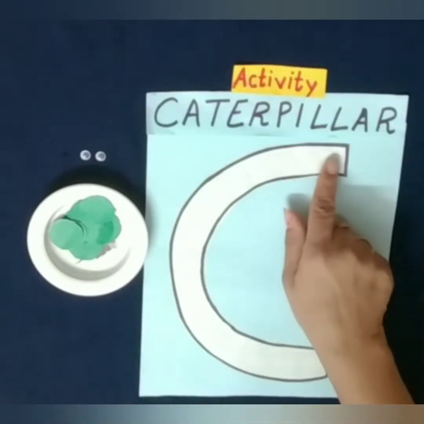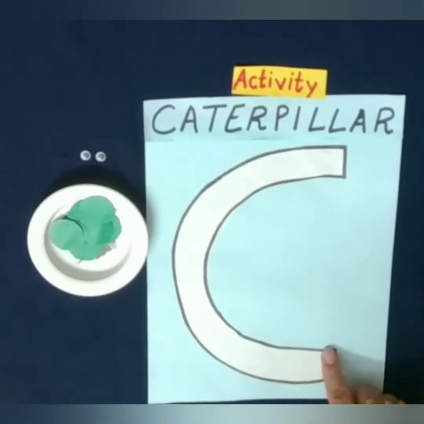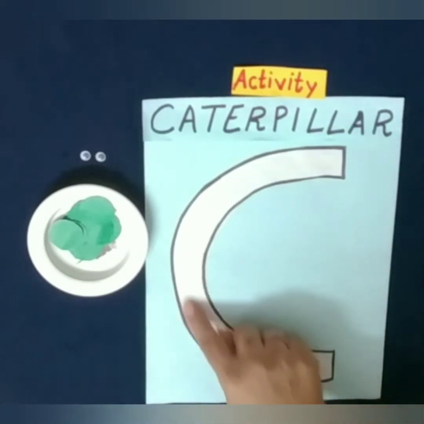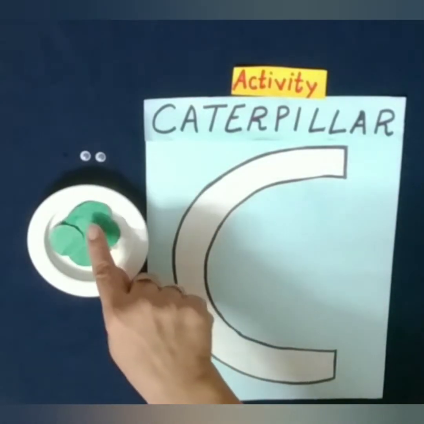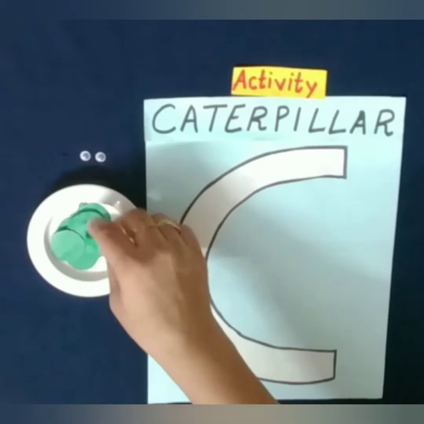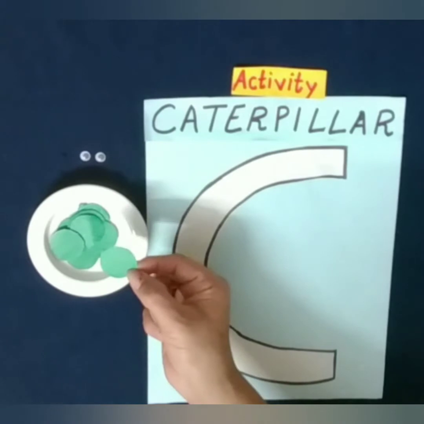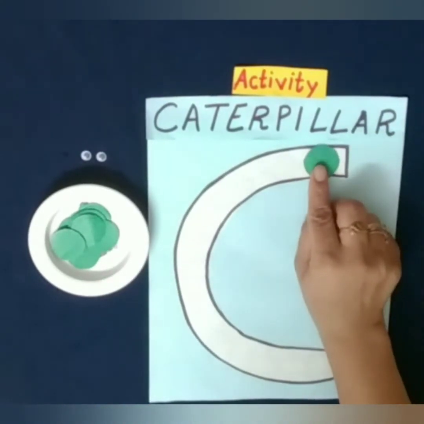Good, children. Now, let's do an interesting activity related to alphabet C. Children, what is this? This is C. C says C for caterpillar. Now, today we are going to make a caterpillar in this alphabet C. Which color is this? Green color. And which shape is this? Circle. Now, we are going to take these circles and paste them on the alphabet C like this.